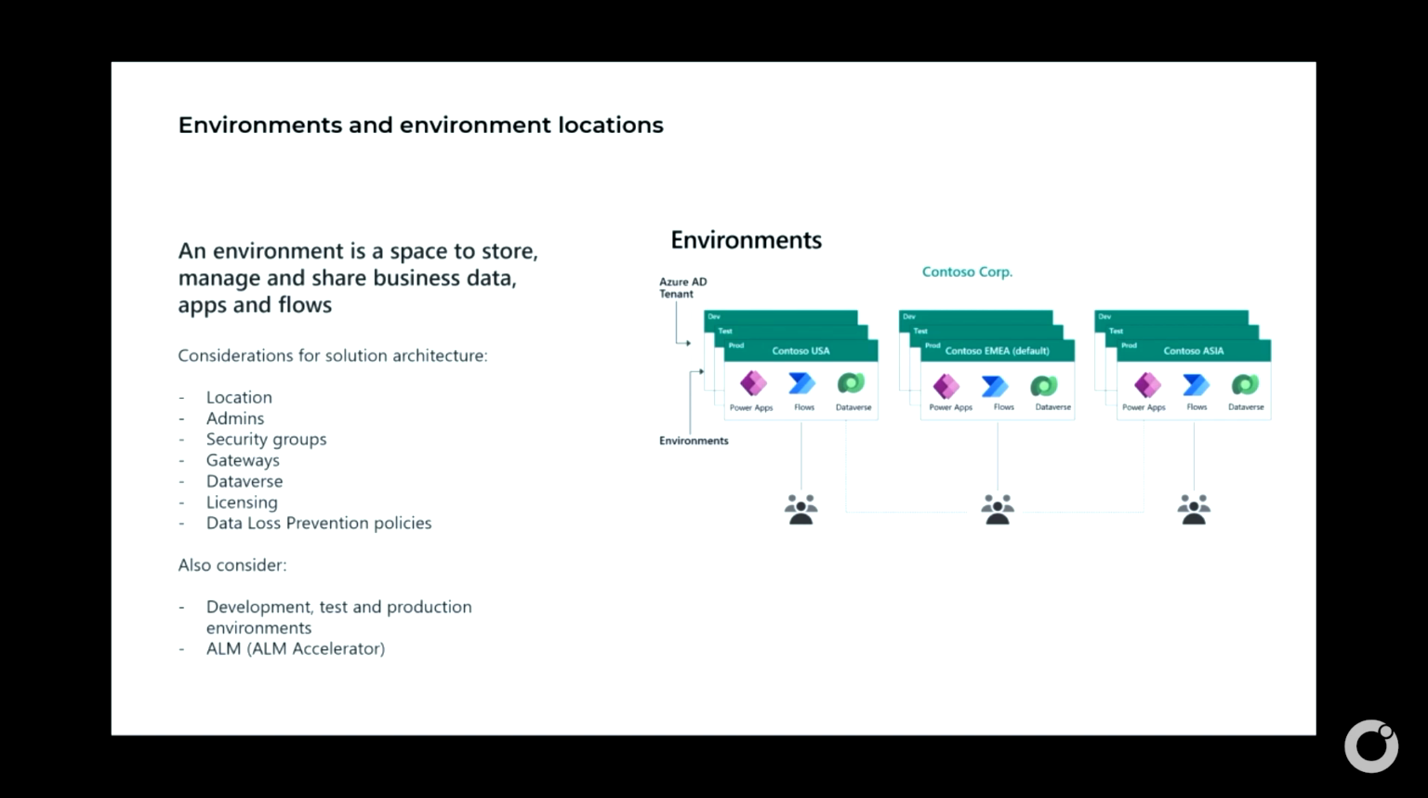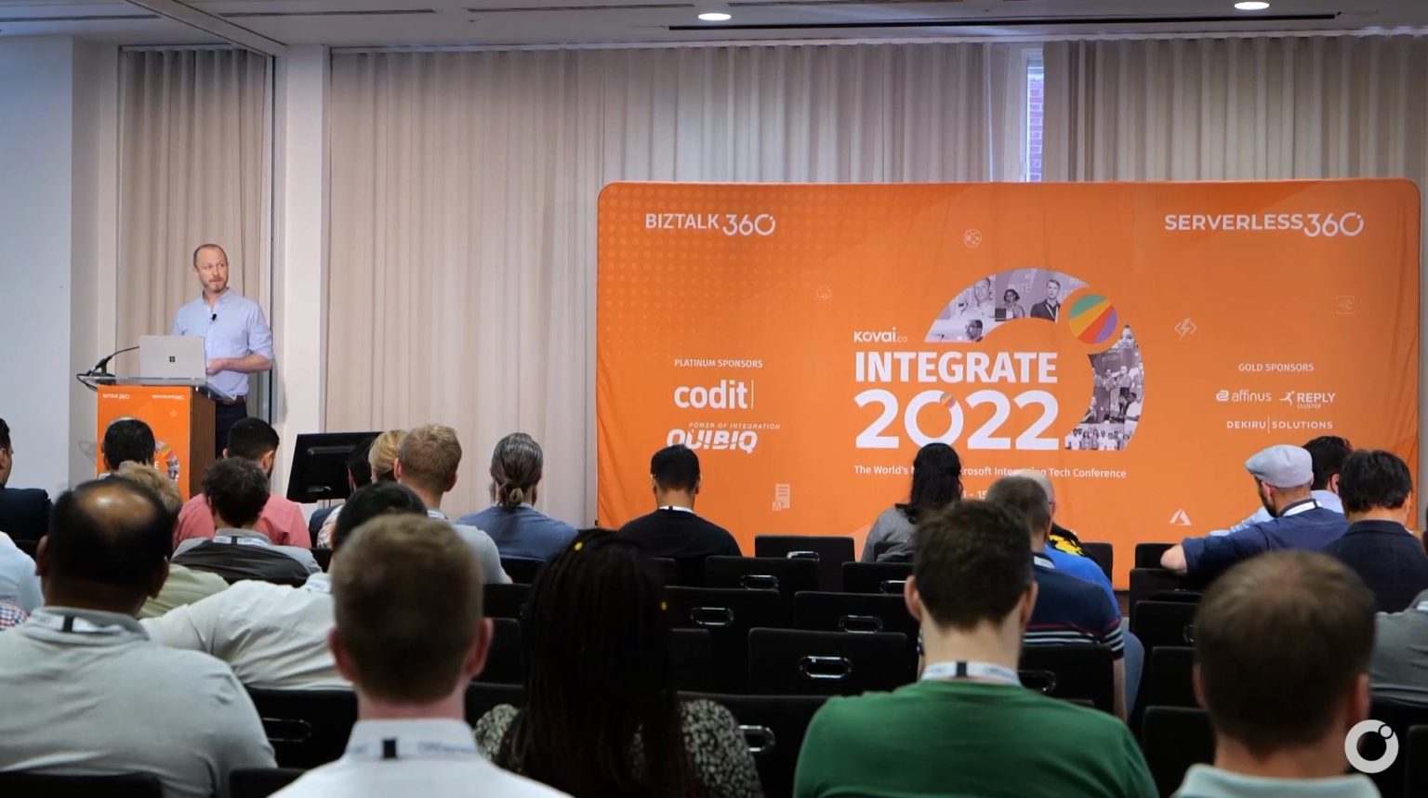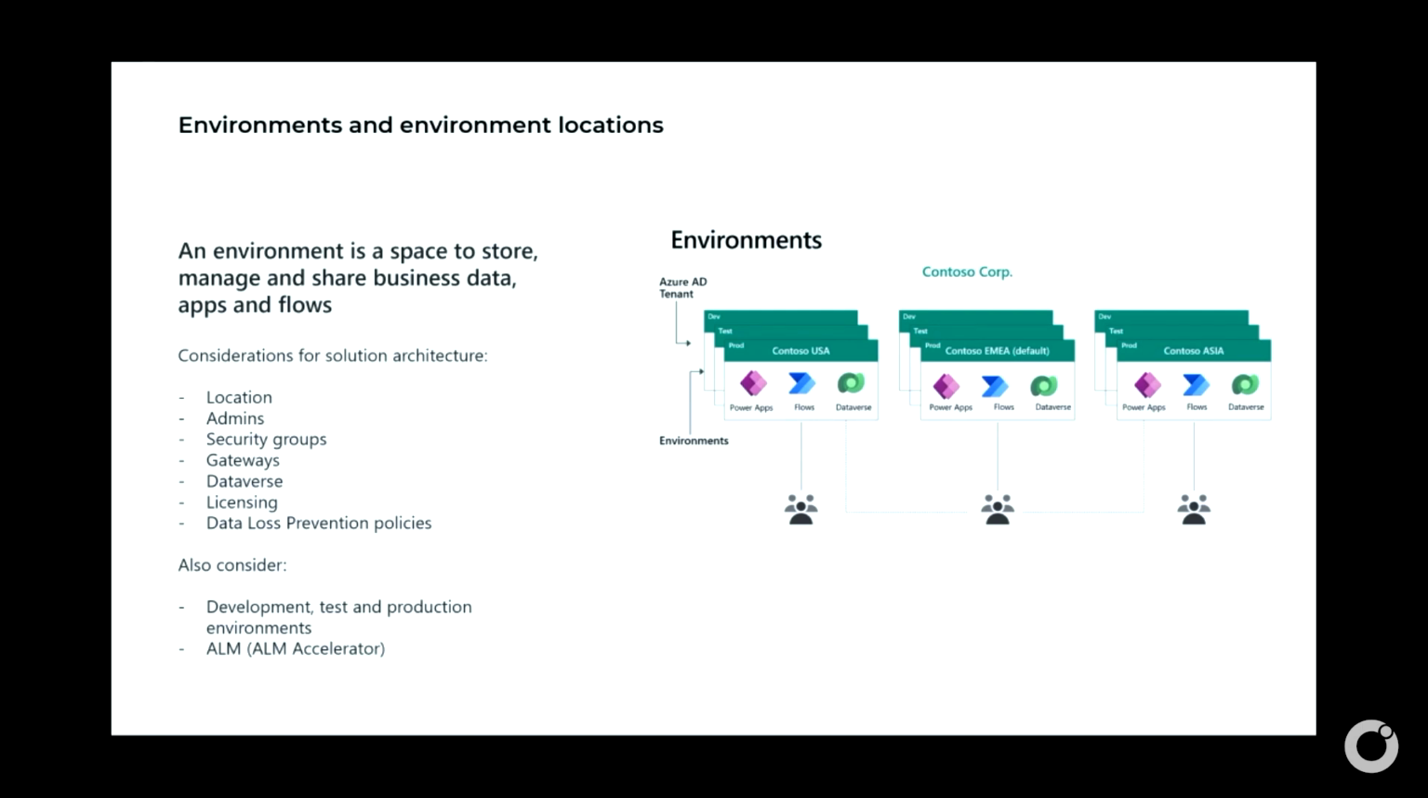One of them being location, which I'll talk about in a second. And we've got admins and security groups. Often the trap with architecture is just to think about getting the solution through the door and not thinking about the ongoing maintenance and administration of it. So understand who's going to be the environment admin is always a good one. And then think about how you are going to provide access to your users to the applications that you're building. Which security groups are you going to need to use? Are there any on-premise data sources that you're going to need access to? In which case you need to start thinking about gateways. Think about Dataverse and licensing. How will you ensure that your users are assigned to the appropriate license to access the solution?